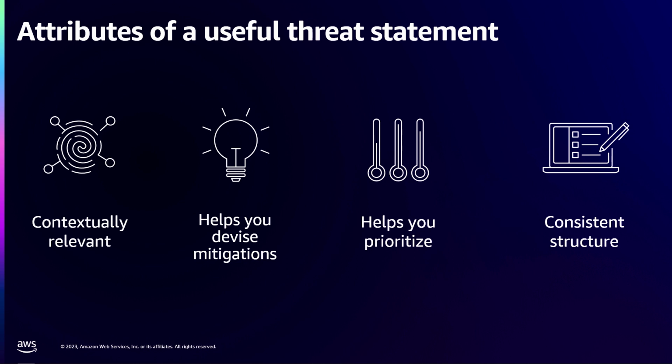Next, it should contain information that helps you prioritize one threat and series of mitigations over another. This is all about the impact. What is the thing of value that's being impacted and how? Because that helps you derive a prioritization. And finally, it should be consistent. This helps reduce the cognitive load for comprehension and allows for reuse across your organization.